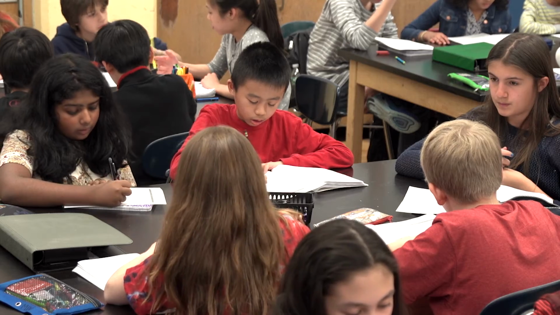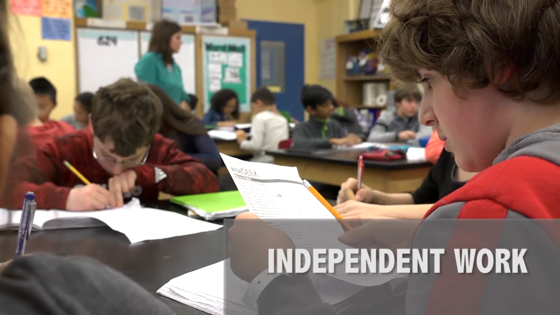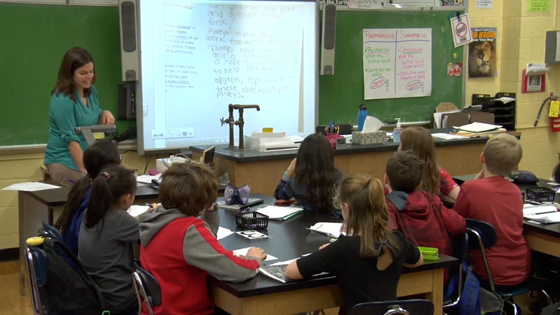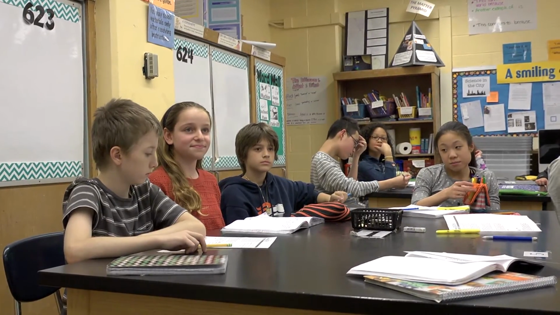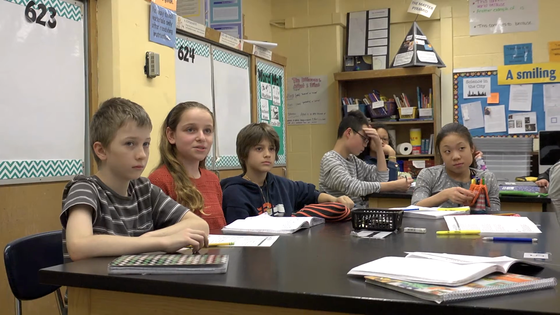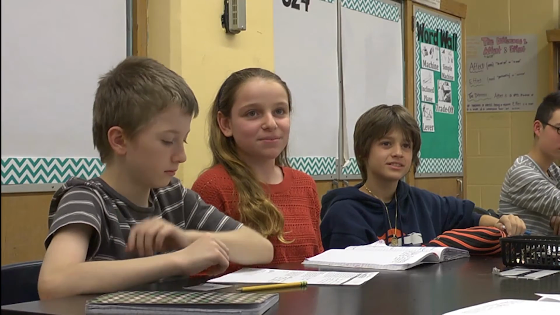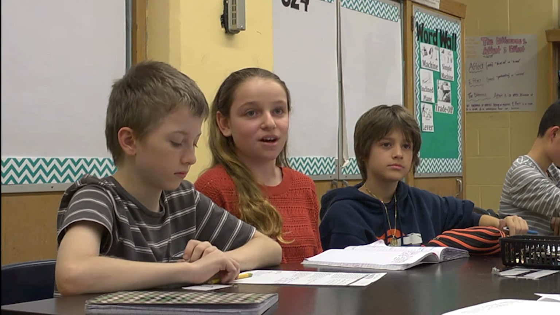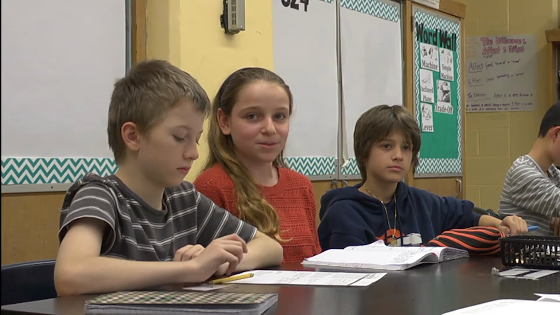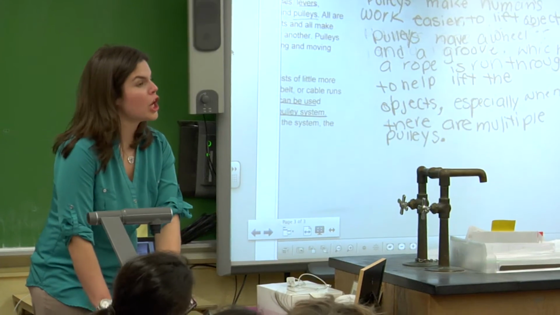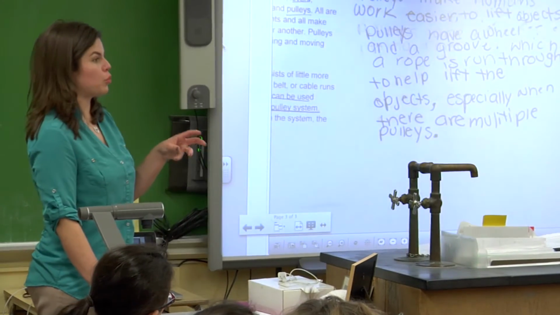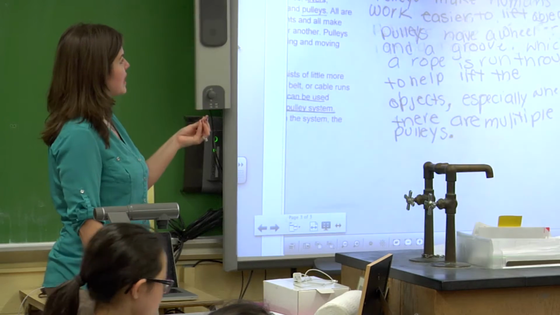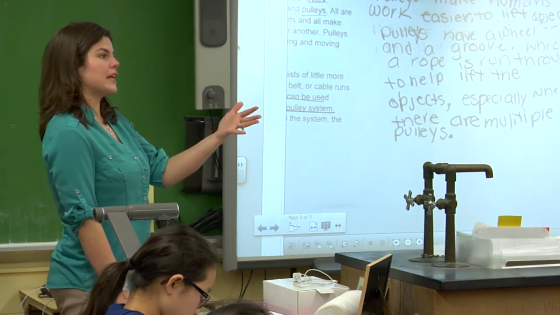And then to further release the responsibility, the idea is that eventually students will be applying this strategy independently. Haley, nice and loud, can you read your summary? Pulleys make humans work easier to lift objects. Pulleys have a wheel and a groove, which a rope is run through to help lift the objects, especially when there are multiple pulleys. So we talked earlier and you said that pulleys would change the amount of work that somebody did. After reading this, do you still agree with that statement?